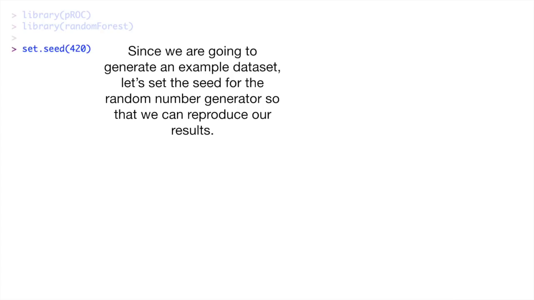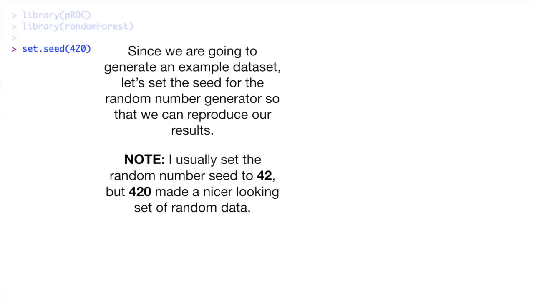Since we are going to generate an example dataset, let's set the seed for the random number generator so that we can reproduce our results. Note, I usually set the random number seed to 42, but 420 made a nicer looking set of random data.